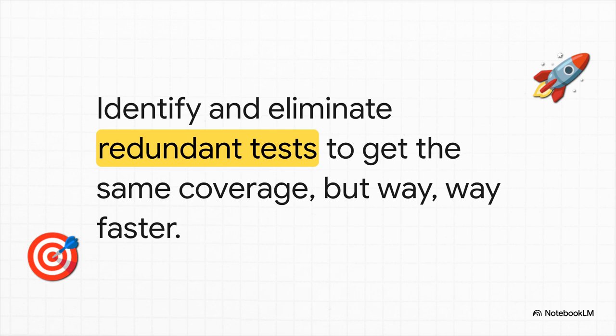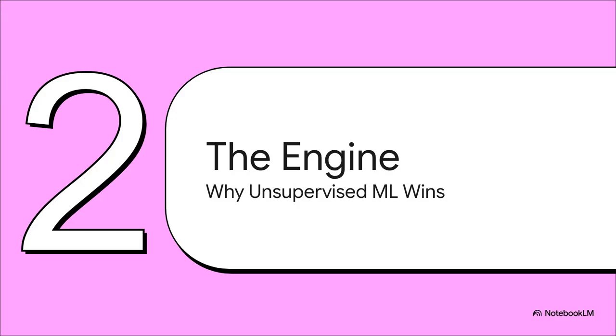Think about it. If you have 10 different tests that are all basically checking the same login flow, why on earth are we running all 10 every single time? TSR is about finding the one or two that really matter, so you get the same confidence and coverage, just way, way faster. Okay, so that sounds great, but how in the world do you find these redundant tests automatically without some poor engineer spending a month doing it by hand?